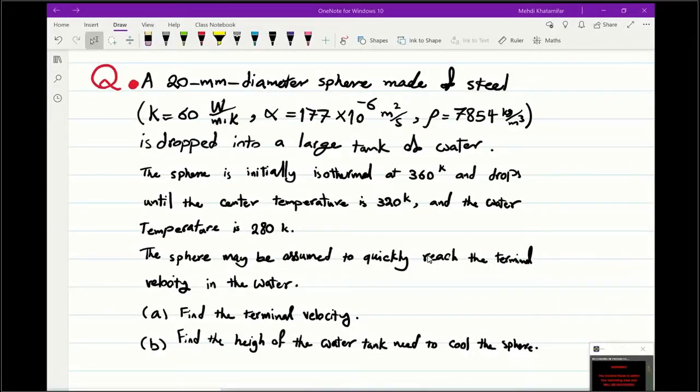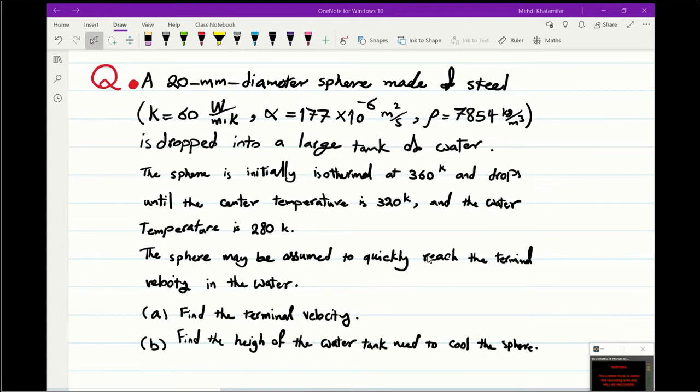Hello class, today I'm going to solve one very interesting question which is going to include the material we learned previous weeks and this week. Let's see what the question is about. We have a 20 millimeter diameter sphere made of steel with these properties. It's dropped into a large tank of water.